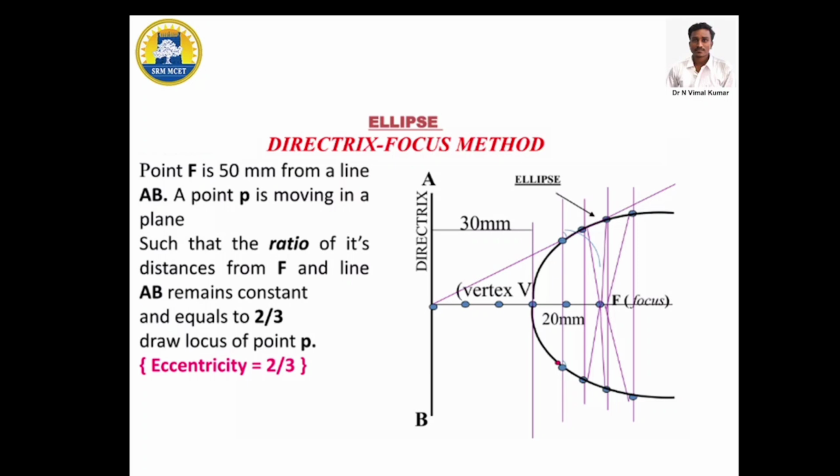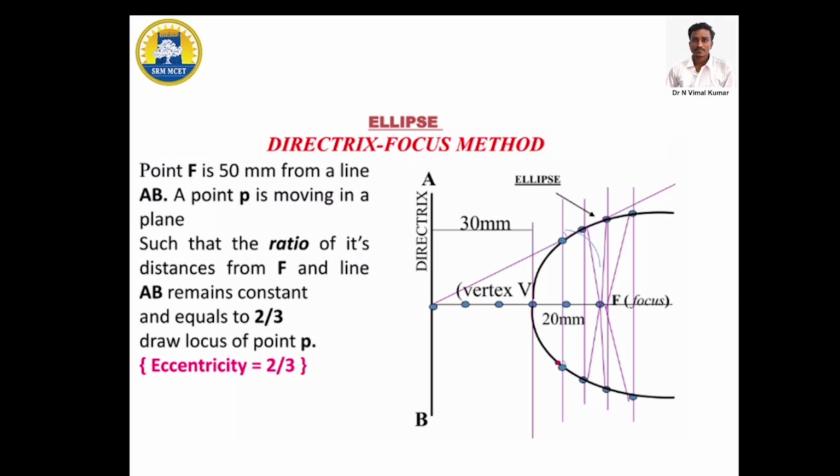So initially we need to draw the directrix, the vertical line AB. Next we take a center point, called C. Then from C draw a straight horizontal line. Then what is the total length? 50 mm. So eccentricity is 2 by 3. So its division is: center point to vertex is 30 mm, then vertex to focus is 20 mm.